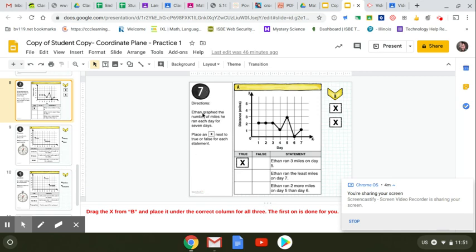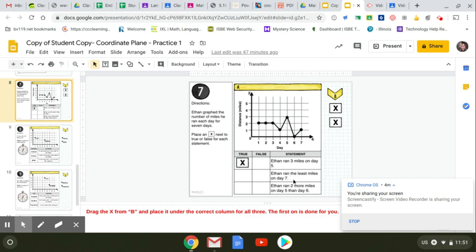Okay. Ethan graphed the number of miles he ran each day for 7 days. You're going to place an X next to the true or false statement. I did the first one for you. It says Ethan ran 3 miles on day 5. So I would come over to day 5. Okay, here's day 5. And I need to figure out, did he run 3? That means, did he go up 3? And yes, he did. So that is true.